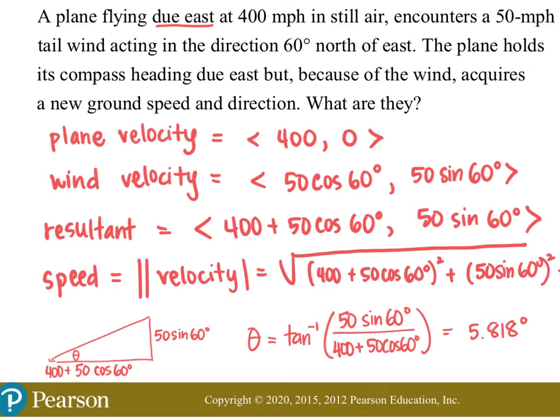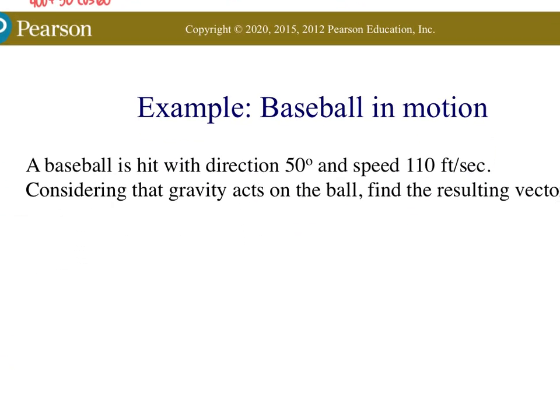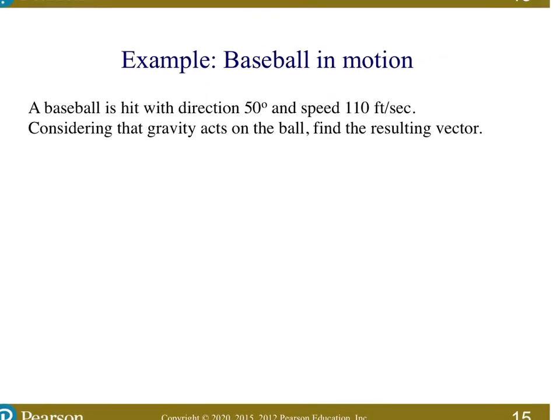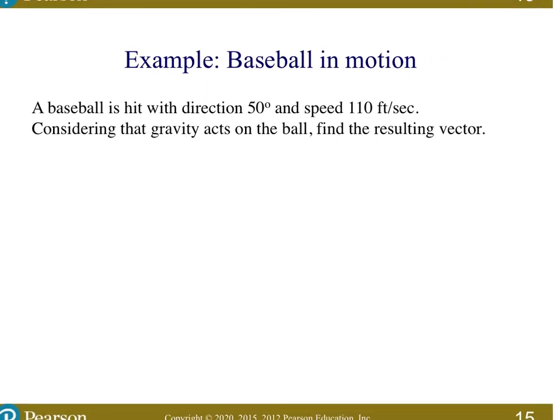All right, let's move on to another common vector problem, and that would be how gravity affects something. So wind is a very common one, but gravity is also a very common question as it relates to vectors. So let's give this a try. A baseball is hit with a 50-degree angle and a speed of 110 feet per second. And then if gravity is acting on that, let's find the resulting vector of those two.